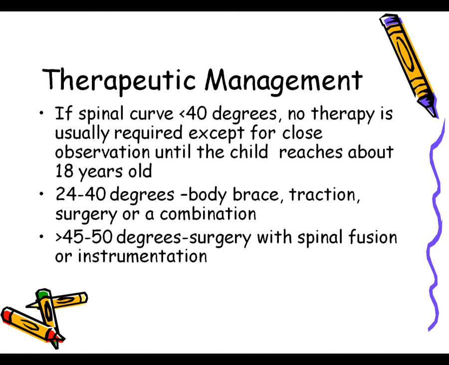Now, if the spinal curve is less than 40 degrees, usually no therapy is required except for close observation until the child reaches about 18 years of age. 24 to 40 degrees, it could be a body brace, traction, surgery, or a combination. But if it's greater than 45 to 50, surgery with spinal fusion or instrumentation is done. And let's look at the bracing.